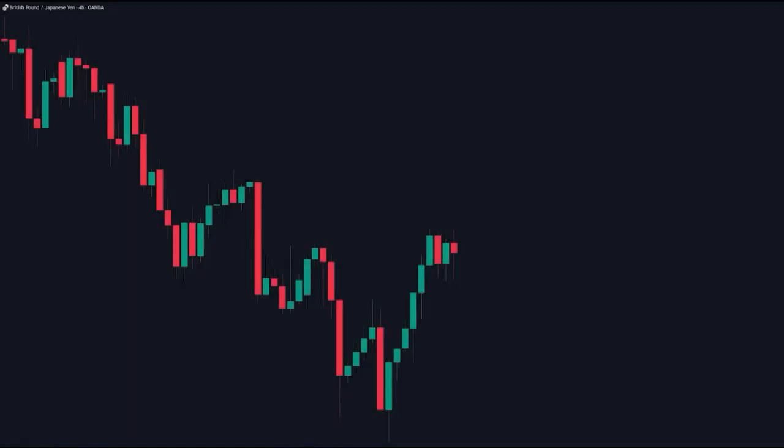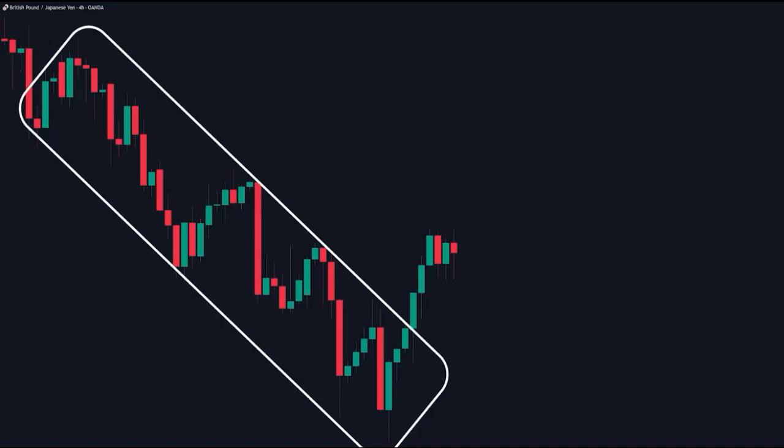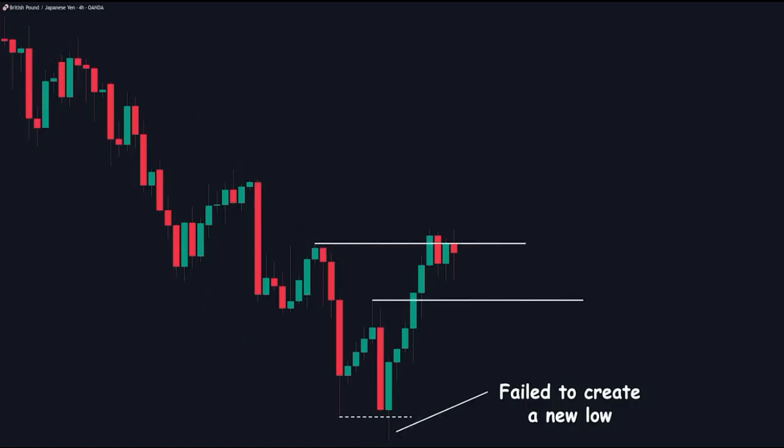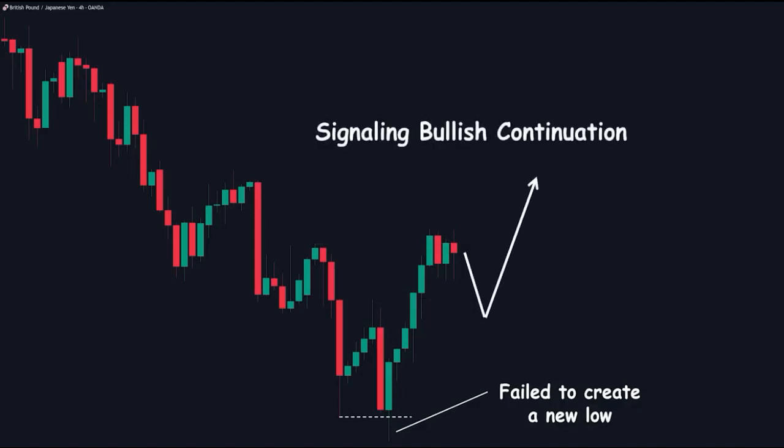Here, we have pound yen on the 4-hour chart. From a price action perspective, the market was in a long-term downtrend, but recently failed to create a new low, indicating a loss of bearish momentum. This was followed by a break above 2 key supply levels, signaling that demand is now in control, and a counter-trend formation might be underway. With that in mind, the higher timeframe direction appears bullish.